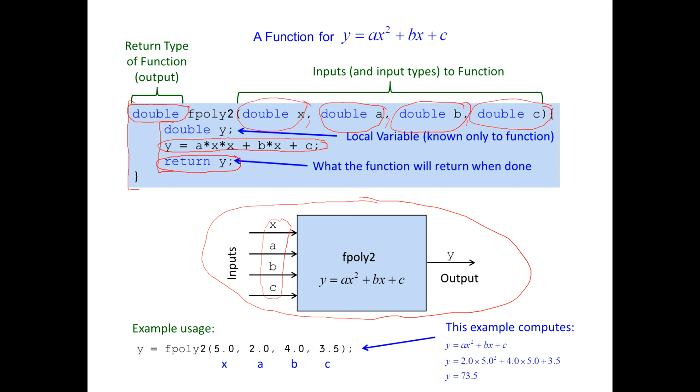Okay, so here would be an example of how we'd actually call it. So here we would say y equals f poly2. We are going to put in 5 for x, we're going to put in 2 for a, we're going to put in 4 for b, and 3.5 for c. Remember internally we are computing y equals ax squared plus bx plus c. So internally we will be computing 2 times 5 squared plus 4 times 5 plus 3.5, which results in 73.5. And that will come back out of the function and be assigned to y the way we've written it here.